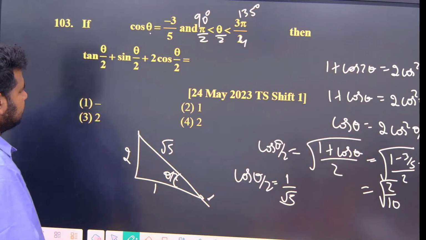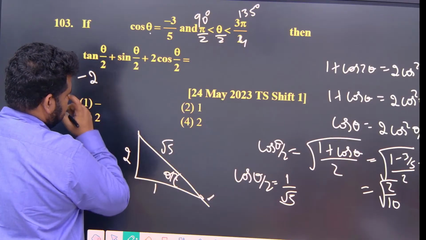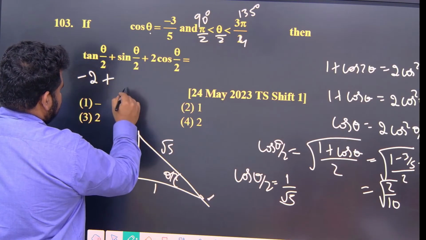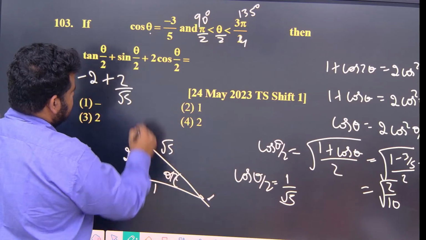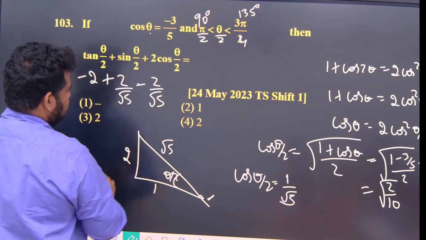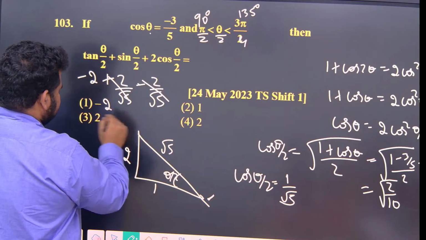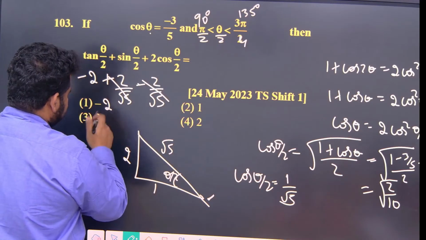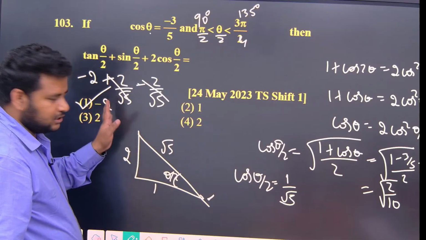Tan will be negative. This is minus 2. Sin will be positive. That will be plus 2 by root 5. Cos is minus 2 by root 5. So we will have what? Cancel. We will have minus 2 here. I think one of the options should be minus 2. Both are 2 there. There is some mistake. But understood na answer?